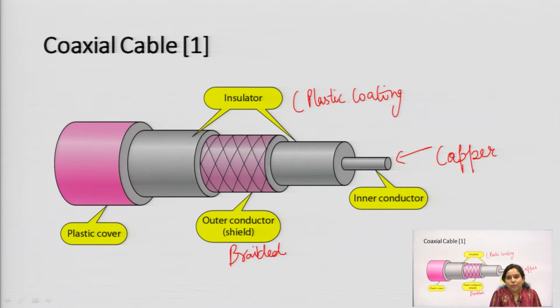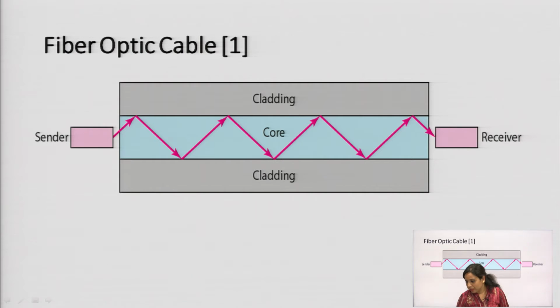You have different options of the cable like twisted pair cable, coaxial, and then optical fiber cable. Depending on the application, the strength, and the distance, you can choose any of the cables. Now, next is the fiber optic cable.